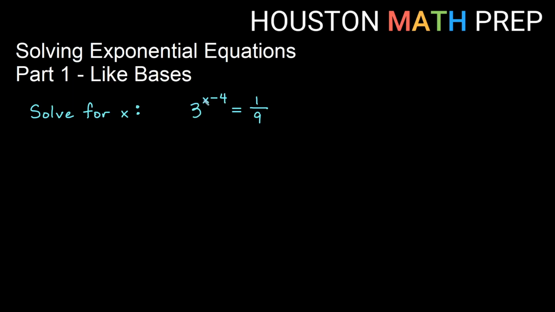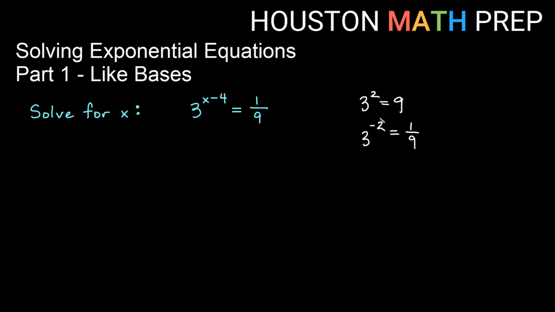Here's another one, 3 to the x minus 4 equals 1/9. What we want to see is that 1/9 is a power of 3. So if you think about 3 squared is just plain old 9, this is the reciprocal of 9. So we know that powers of exponents, if we want a reciprocal, we need a negative exponent, right? So we want to think of 3 to the negative 2 is 1/9.